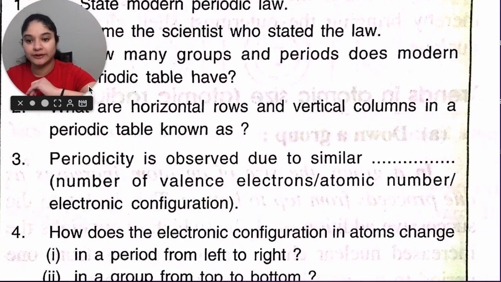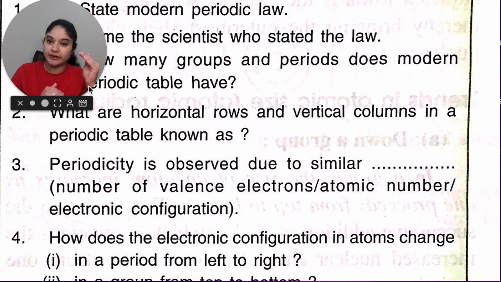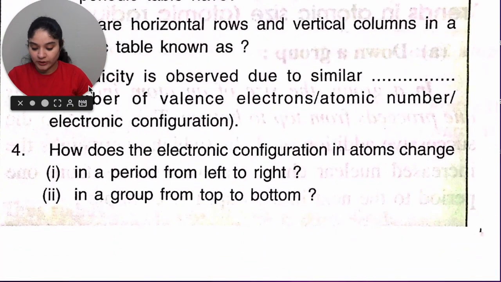When we move on to the next part, it says periodicity is observed due to similar electronic configuration. That means the number of electrons and how they are divided in an element across the shells, how many are present in the valence shell, all of that helps us understand the periodicity of the elements. Now the next is, how does the electronic configuration change? Number 1, in a period from left to right, and second, in a group from top to bottom.